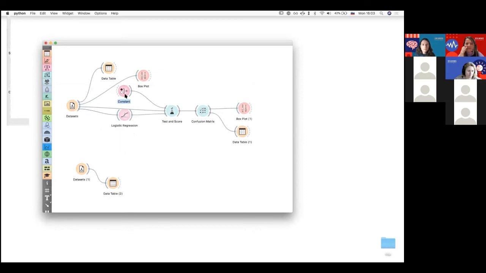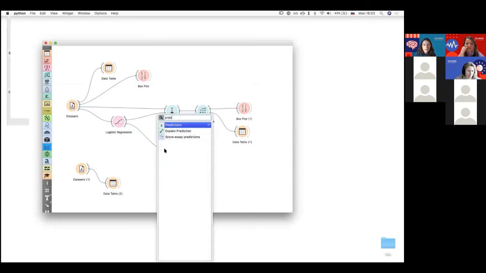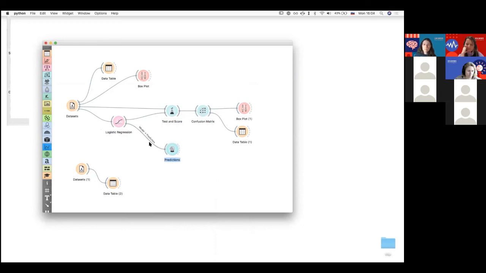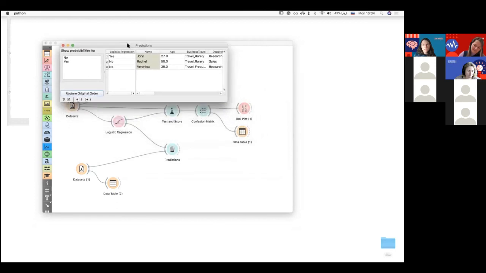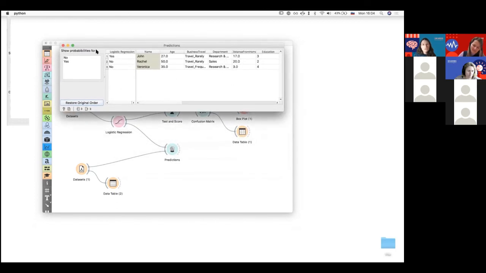So now I will just clear this for clarity. I'm just keeping logistic regression, which was our best model. And I will use predictions to predict this data. So I'm going to use new data and the model that was built on existing data to make predictions. So here I see that logistic regression says John will leave and Rachel and Veronica will not.